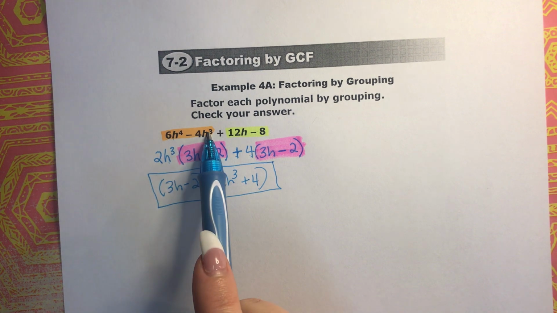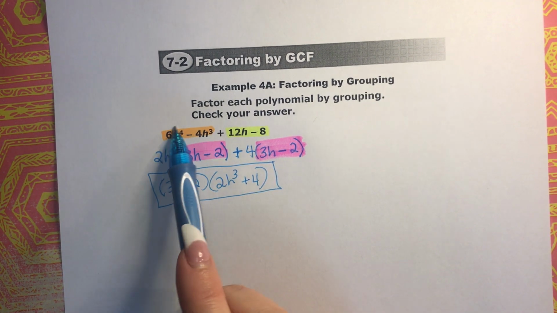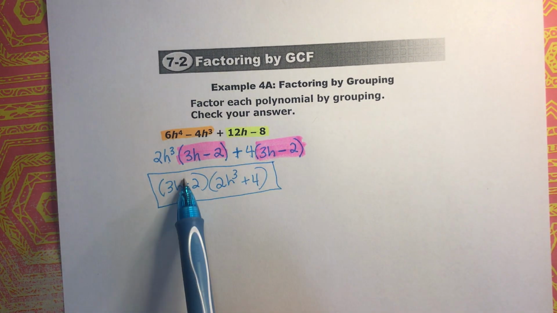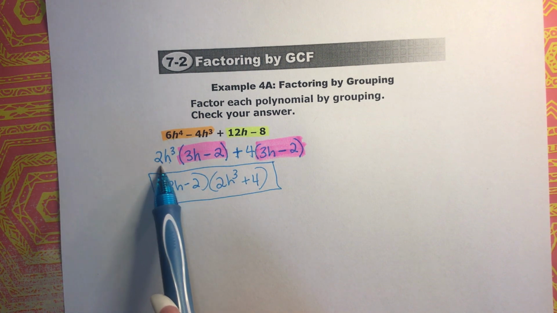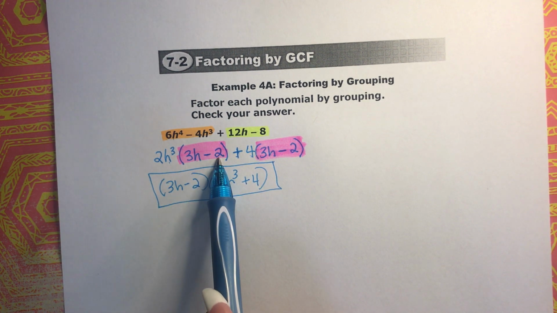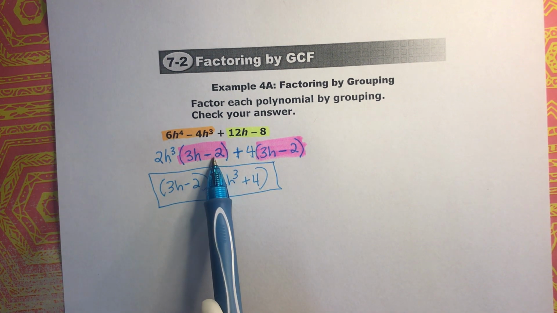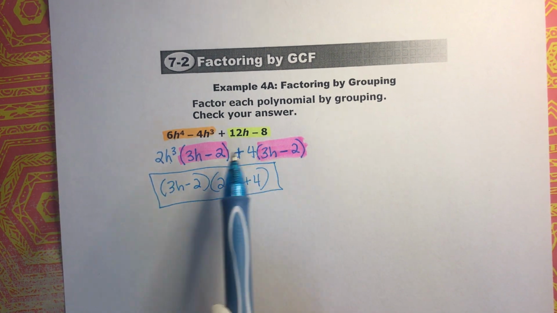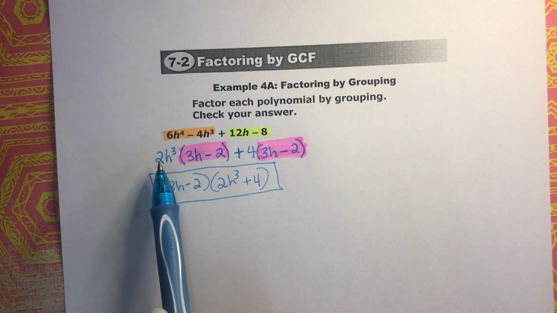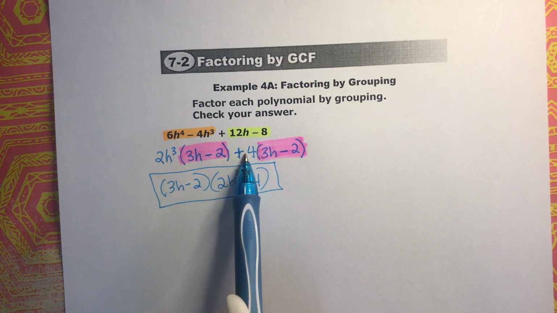The first thing is you see that there's 4 terms. You group the first 2 together, you group the last 2 together, and within those you find the greatest common factor, and you factor that out, right? Here with the orange group, you do the same thing with the yellow group. And then what we notice is they have the same thing here, so we're going to factor that out, and then what's left is 2h cubed plus 4.